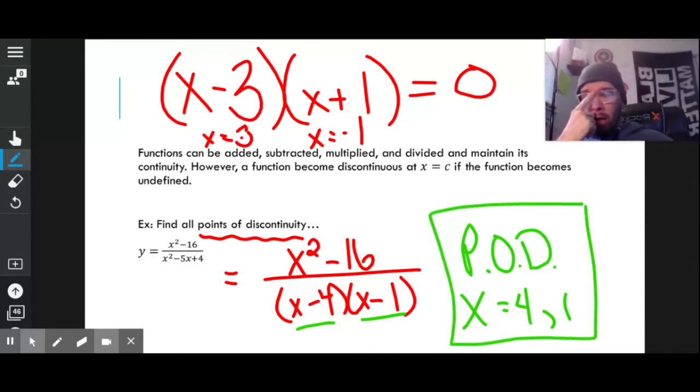Some of you might be looking at this, but what if we factor out the top? If we factor out the top, we're going to get 4 and negative 4. Don't care. I only care about the bottom, the denominator. So those are my points of discontinuity.